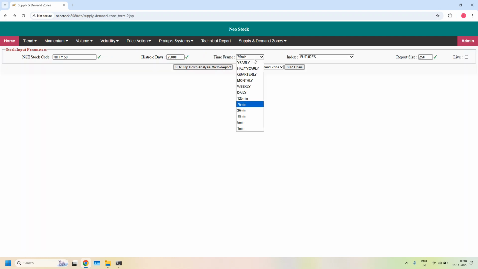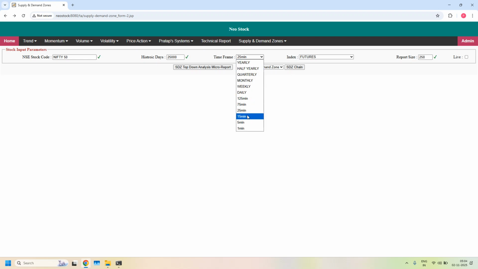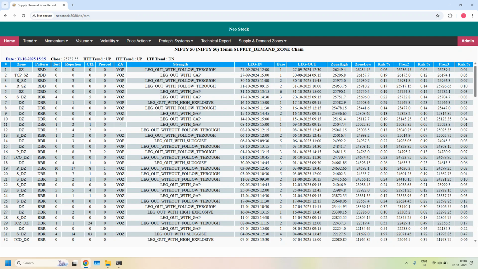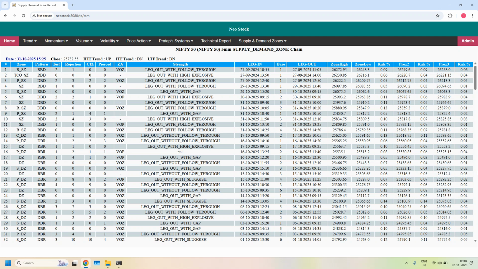Next, generating 25 minutes supply demand zone chain for NIFTY. Next, generating 15 minutes supply demand zone chain for NIFTY. Next, generating 5 minutes supply demand zone chain for NIFTY. So this is the NIFTY supply demand zone chain report.